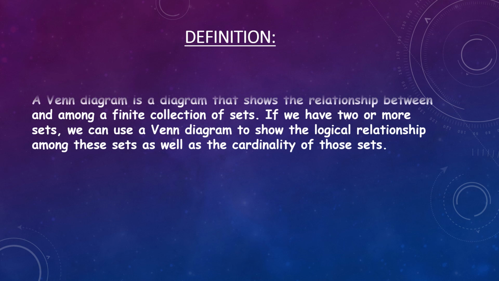Definition: a Venn diagram is a diagram that shows the relationship between and among a finite collection of sets. If we have two or more sets, we can use a Venn diagram to show the logical relationship among these sets as well as the cardinality of those sets.